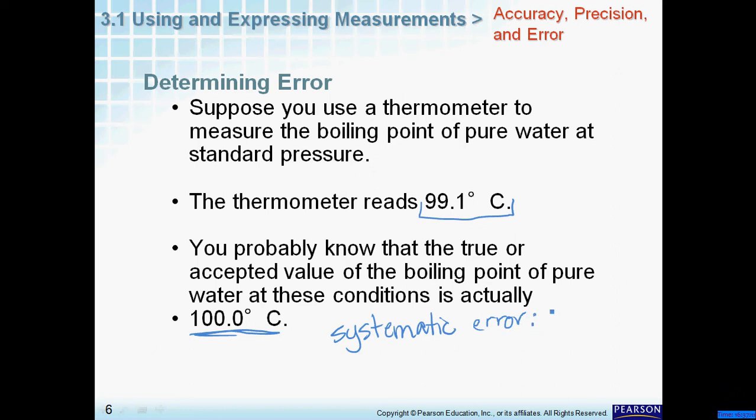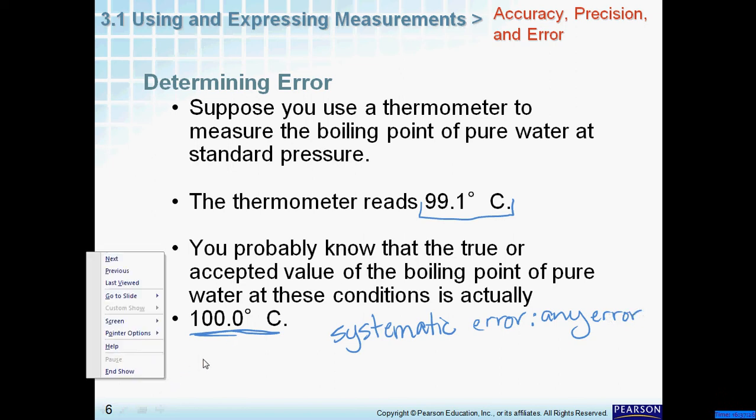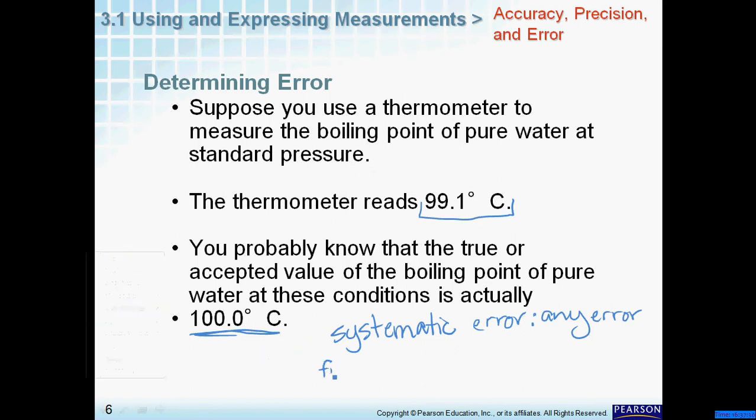is something that we can fix using math. So a systematic error is any error that we can fix using math. So systematic error, any error we can fix using math.